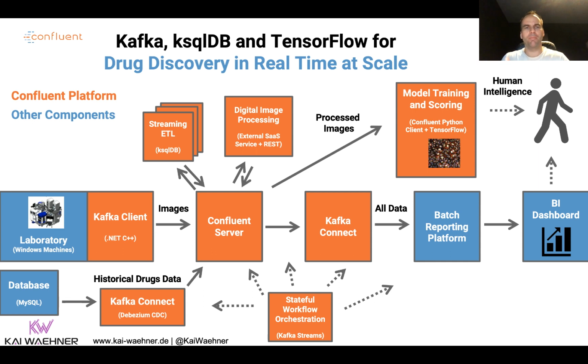Yeah, with that, if we recap, we have seen a few different examples of how you can process data with Kafka in real time at scale. The example I focused on was about drug discovery, and specifically the image processing parts. Again, you can pick and choose what you need here. That's, I think, the most important part.